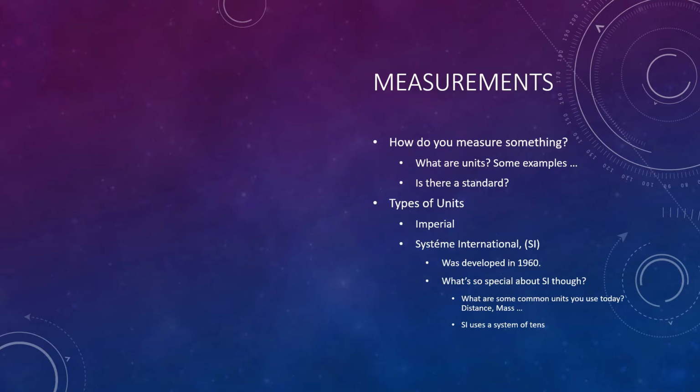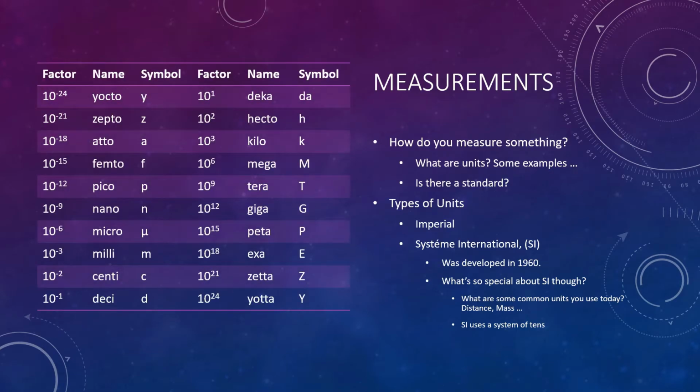Essentially, it has got to do with the system of tens. It uses a system of tens. And what do I mean by the system of tens? Essentially, you can divide or multiply everything by 10 to move to a higher or a lower denomination of those units. So, for example, you've got deca, hecto, kilo, mega, giga, tera, all those things. These are the higher denominations. So you can basically add that factor to a number.